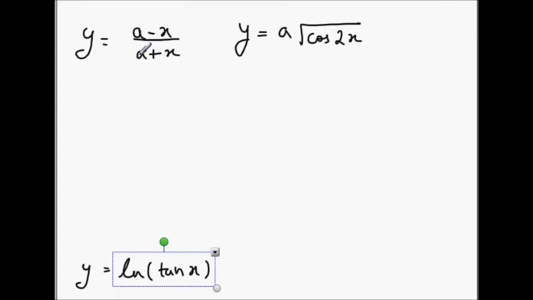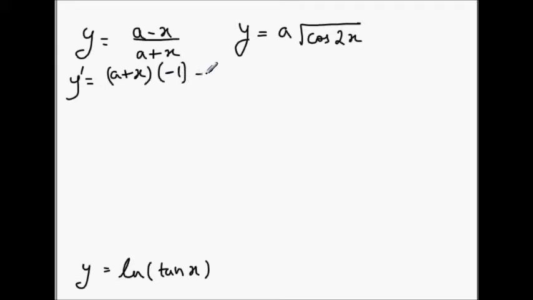Next couple of questions. (a minus x) over (a plus x), and this is definitely going to be the quotient rule. The quotient rule starts with the denominator times the derivative of the numerator, which is minus 1 here, minus the numerator times the derivative of the denominator, which is 1, divided by the denominator squared.